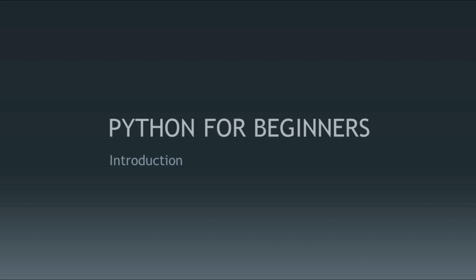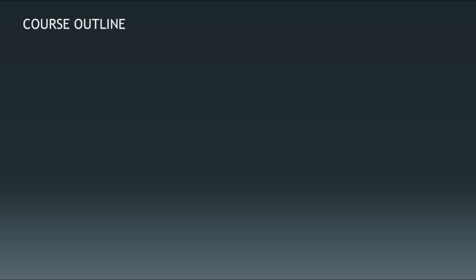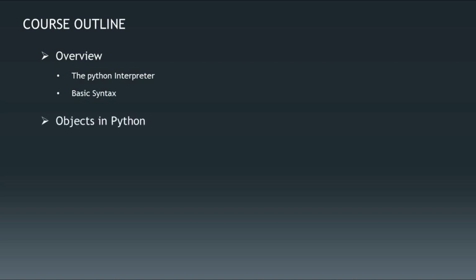Now, we are going to be having an overview of what we should be expecting in this series. In this series, I intend to get you equipped with some of the things that you are going to need to get started as a Python developer. First of all, we are going to be looking at the Python interpreter, what it is, how it works. Then we'll proceed to look at some of the very basic syntax of Python. Then we'll look at objects in Python. What are objects in Python and how do they work?